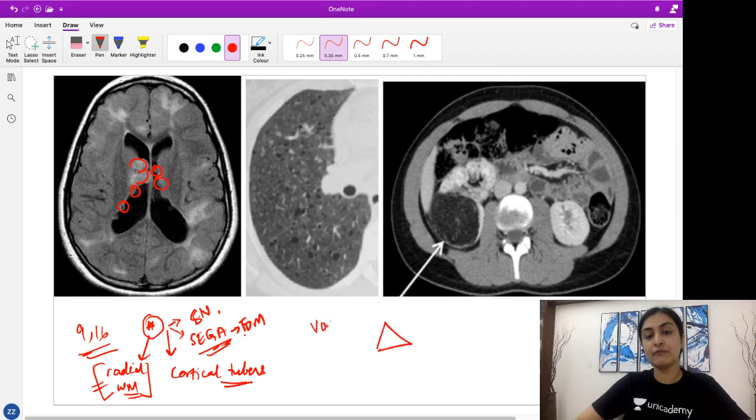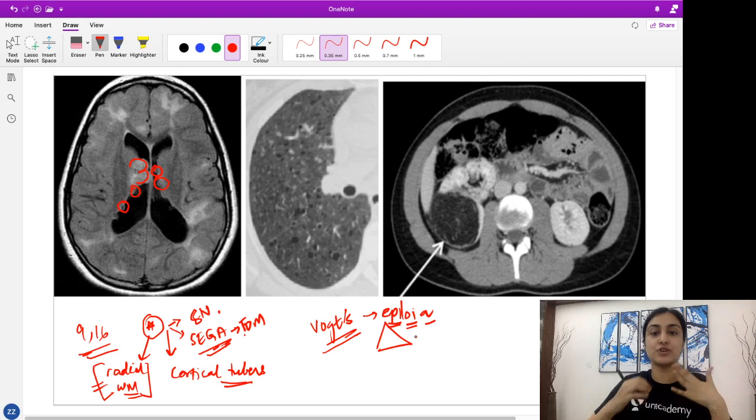We have the typical Vogt's triad, as I have already talked about in my class. What does Vogt's triad stand for? Earlier it used to be called epiloia. So we have epilepsy, low IQ and adenoma sebaceum. Remember, adenoma sebaceum will be acne-like lesions near the nose, near the bridge of the nose. Alright, so these three form the Vogt's triad.